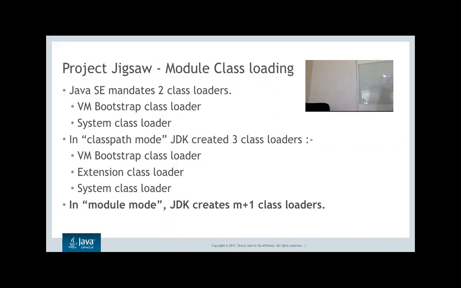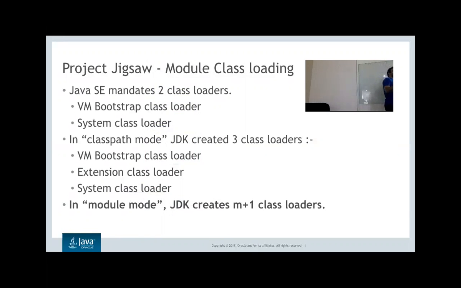When you are running the Oracle JDK, it creates three class loaders: VM bootstrap, extension, and system class loader, as I mentioned already. If you are running in module mode, which is a new mode in JDK 9, where it loads the modules, the JDK creates M plus 1 class loaders. This plus one is the VM bootstrap class loader, plus for every module the JDK creates a class loader. So you understand the module concept. In JDK 9 we have something called a module, like the java.base module, where we have all the things minimally required for Java or a Java application to run.